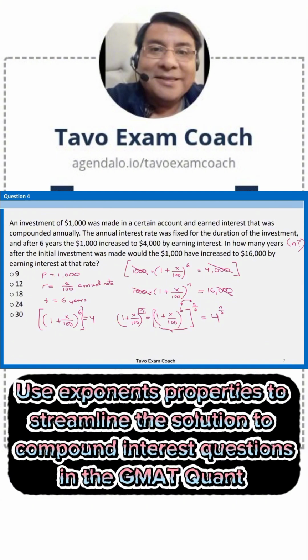While on the right side of the equality, we have 16, which we can represent as the square of 4. So there is another property that says that if we have two powers of the same base having the same value, that is, the two powers are equal, then the two exponents must be the same. So n over 6 must be 2 and n should be 12. And the answer to the question is option B.